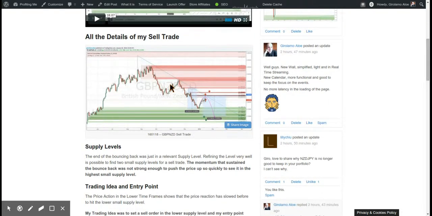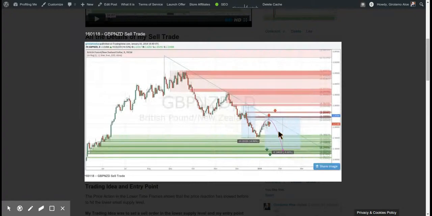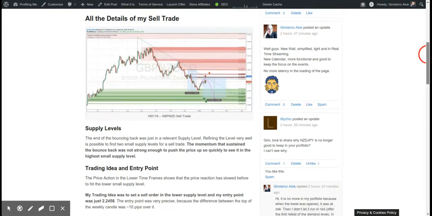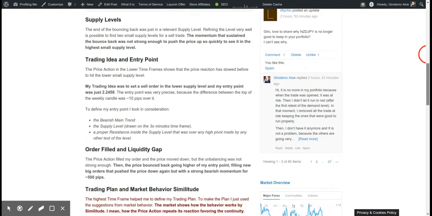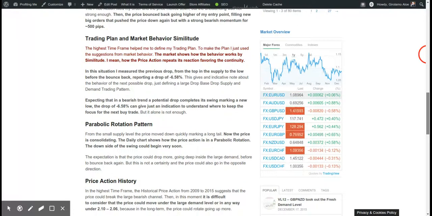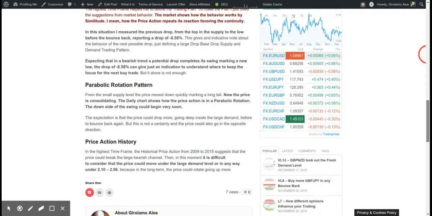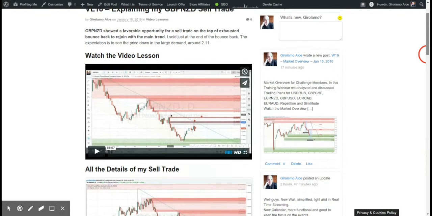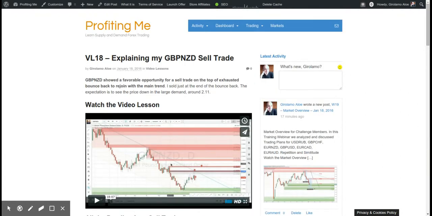Starting from the chart, you can see my chart specifically for this currency, and all the details that I had to explain the reason of my sell: the supply levels, the trading idea and the entry point, the order block and the liquidity gap, the trading plan and market behavior similarity, the parabolic rotation pattern in the main trend, and the price action history to define my exit point, and all the things that you can have. This is my lesson for my premium members, and this is the detailed explanation of my sell trade. Very great opportunity for people to learn from this.